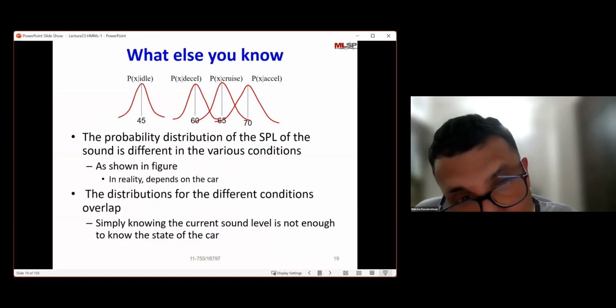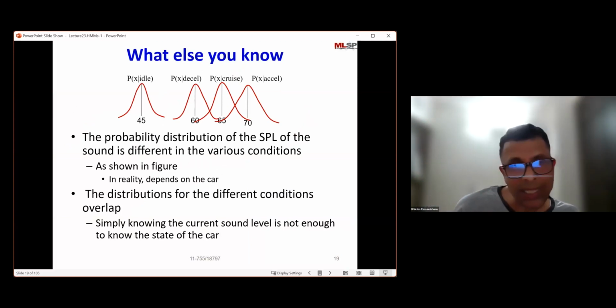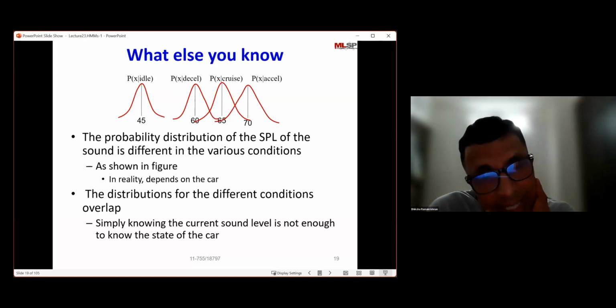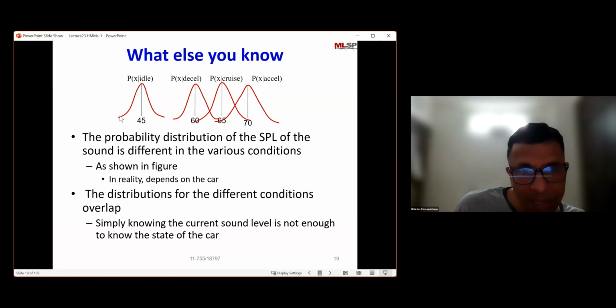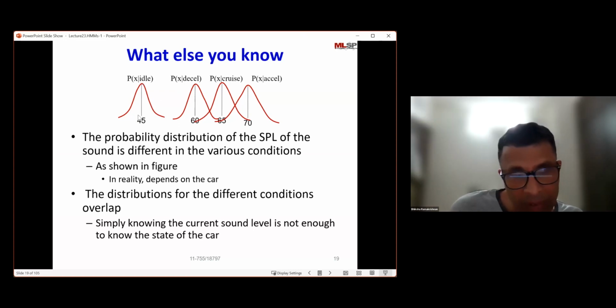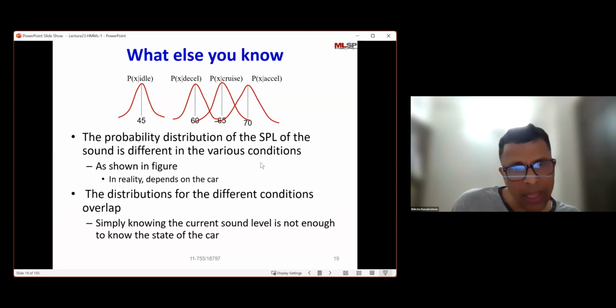But then that's not enough information, right? So let's say that here are the distributions of the sounds the car makes when it's in different states. When it's idling, the sound pressure level has a distribution around 45 dB. When it's decelerating, it's got this distribution around 60 dB. If it's cruising, it's got this distribution around 65. And if it's accelerating, it's got this distribution centered at 70, right?